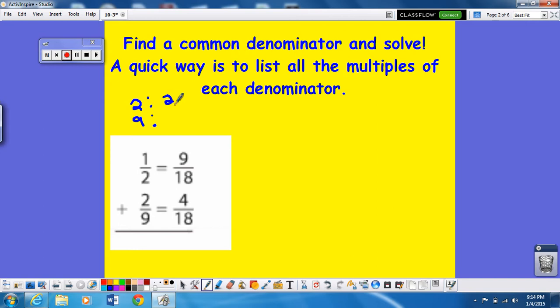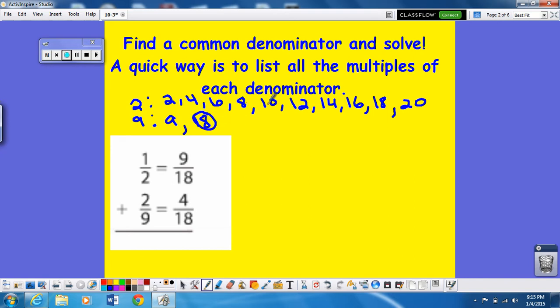So 2 times 1 is 2, 2 times 2 is 4, 2 times 3 is 6, 2 times 4 is 8, 2 times 5 is 10, 2 times 6 is 12, 2 times 7 is 14, 2 times 8 is 16, 2 times 9 is 18, 2 times 10 is 20. Now I went all the way through 10 here. You don't have to do that all the time, but I think you're going to understand why. Okay, so my number's 9. 9 times 1 is 9. 9 times 2 is 18. Now if you'll notice, the common multiple that they have is 18. That's the least common multiple.